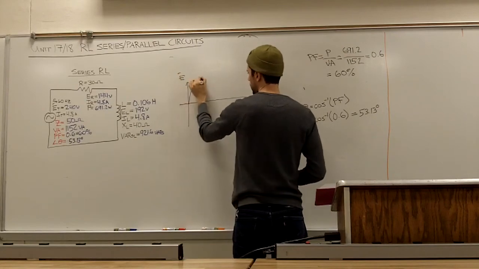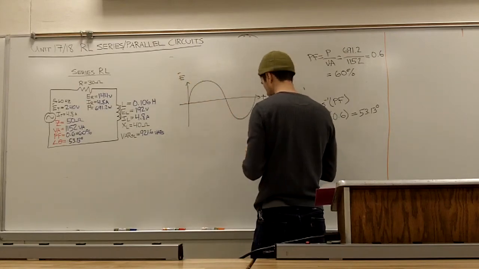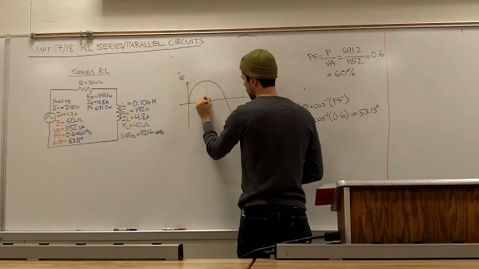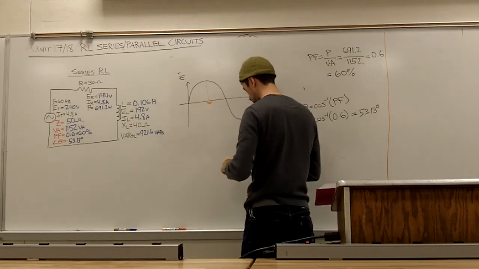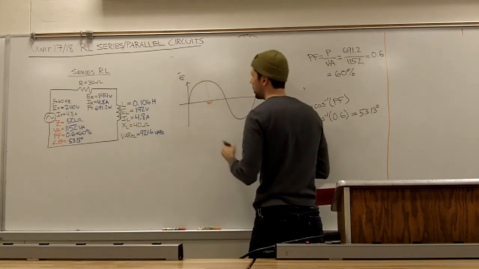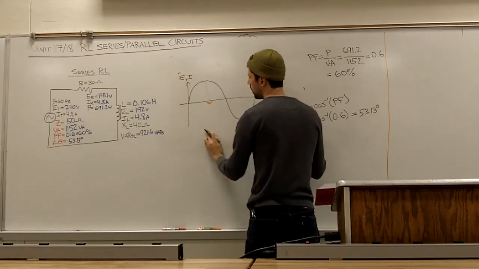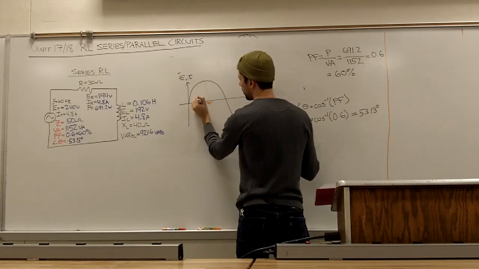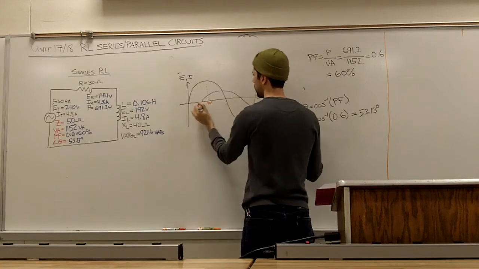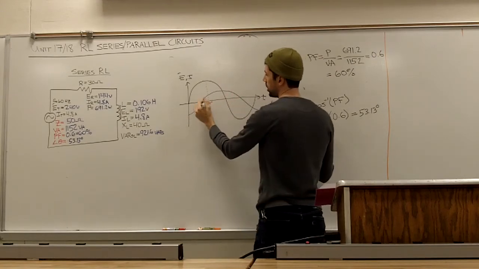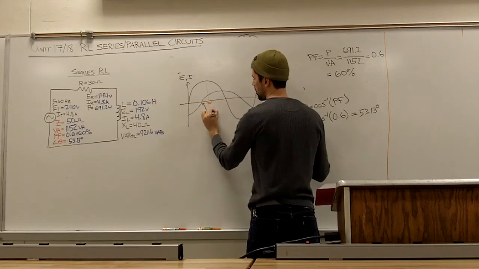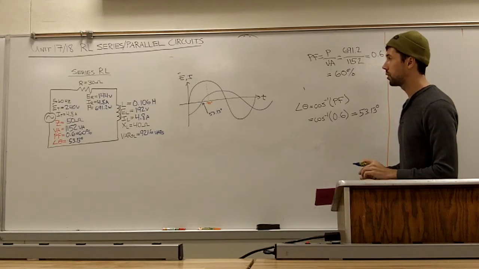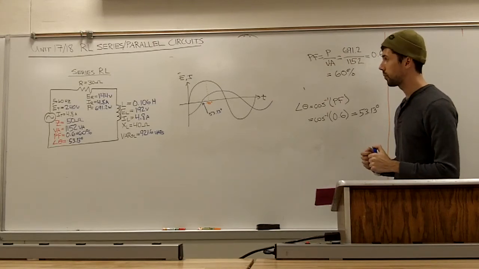So we always start our voltage at 0. Voltage is our reference. Here is 90 degrees. So if I was going to graph my current waveform, half would be 45, so about right here would be 53.13 degrees. So that's how our voltage and current waveforms would look if we graph the alternating current waveforms.